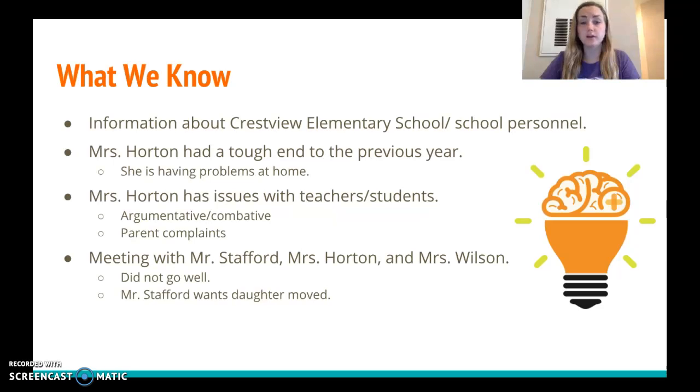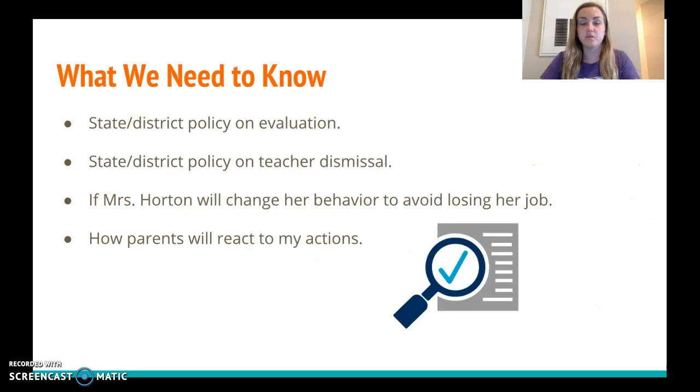Mr. Stafford is a parent who had a complaint about Mrs. Horton, and he set up a meeting with the principal and Mrs. Horton, and the meeting did not go well and ended with Mrs. Horton yelling at the parent and the meeting abruptly being brought to an end by Mrs. Wilson. Mr. Stafford wants his daughter Julie moved out of Mrs. Horton's classroom.